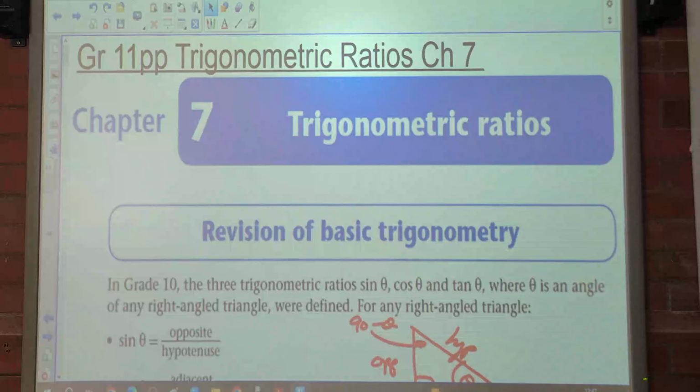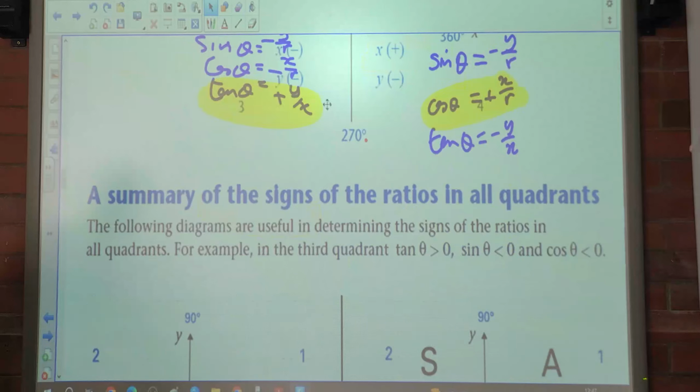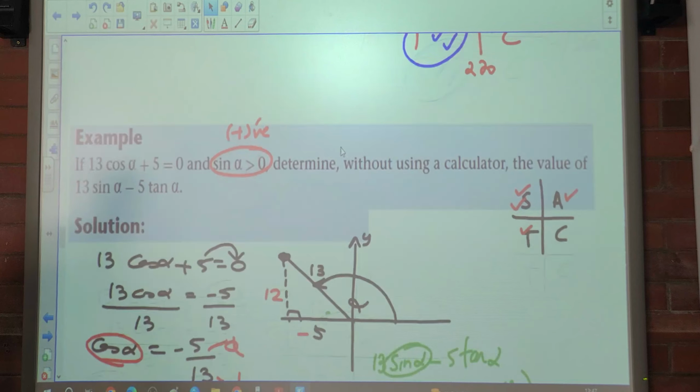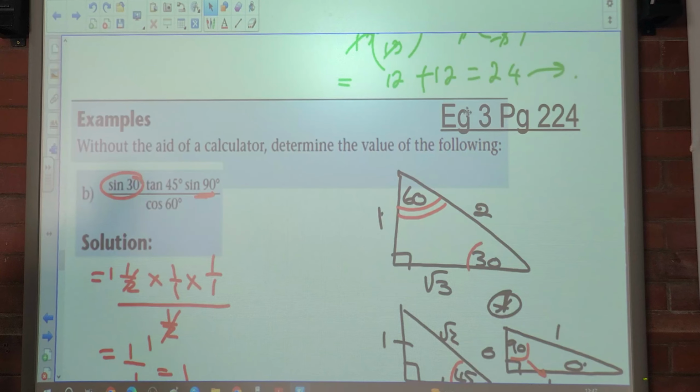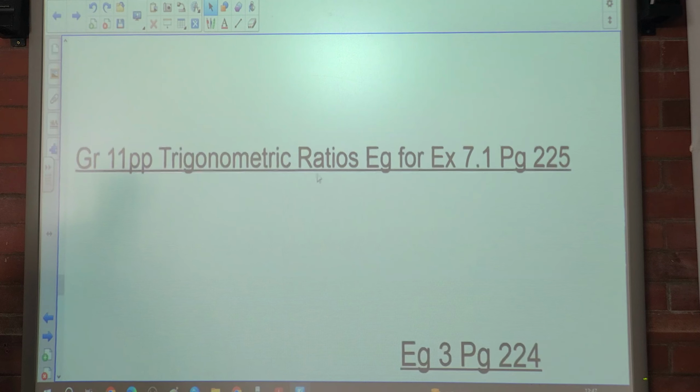Okay, good afternoon class. So today we're looking at Trigonometry chapter 7. Also we're looking at the examples for exercise 7.2. Exercise 7.2 is on page 226. Today we're looking at trigonometric identities.